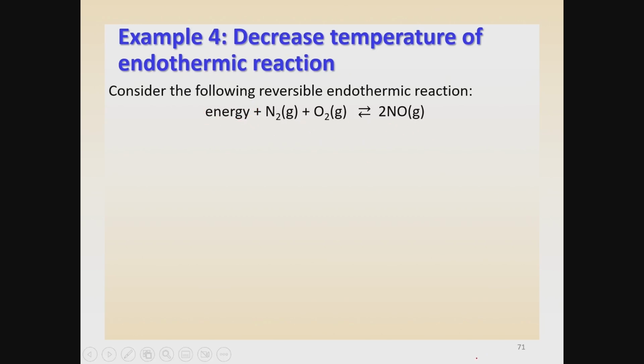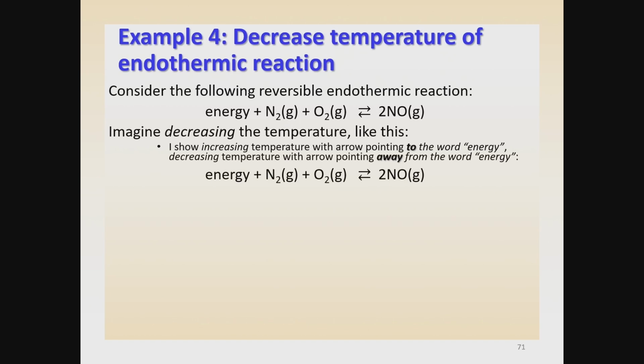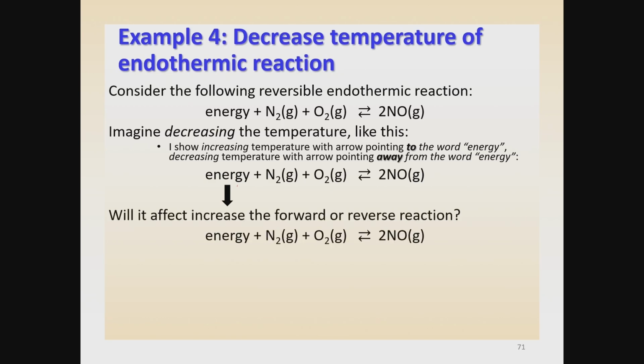Okay, so let's get to the question. It says, imagine decreasing the temperature like this. So here we have our reaction. The temperature is dropping, so we're going to have to take energy out of the chemical reaction. How does this affect this reaction? Again, we apply Le Chatelier's principle. The stress here is that we're decreasing the temperature, we're taking energy away from the reaction. Therefore, we want to increase either the forward or reverse reaction, which will produce energy in the system.